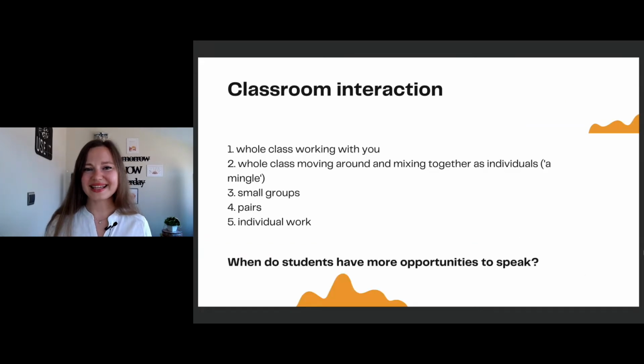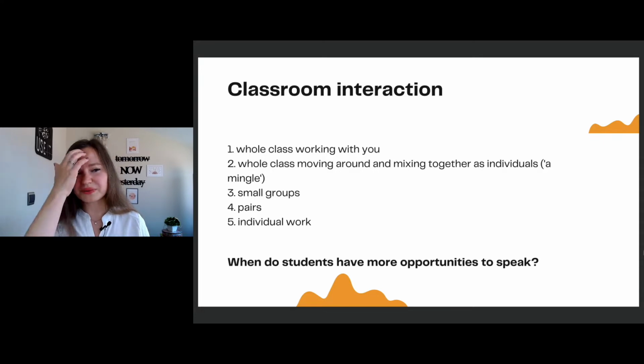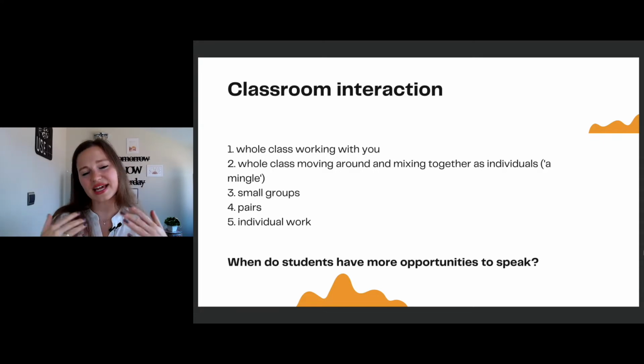Let's have a look at the classroom interactions and different types that you probably might have used in your classroom. So the first one, whole class working with you. Number 2, whole class moving around, mixing together as individuals. A mingle, we call it. Number 3, small groups, 3, 4, 5 people. Number 4, pairs and individual work.